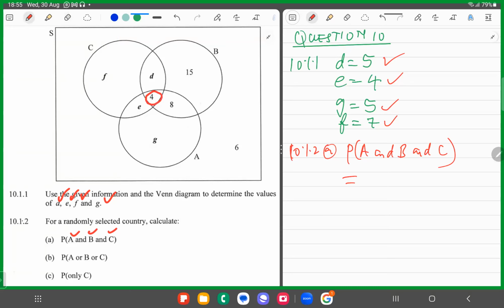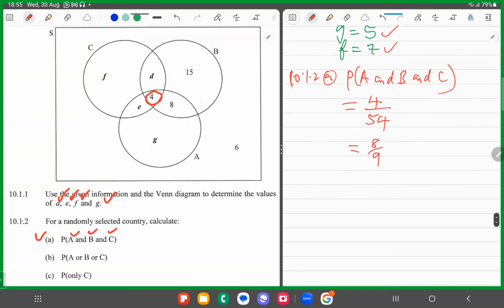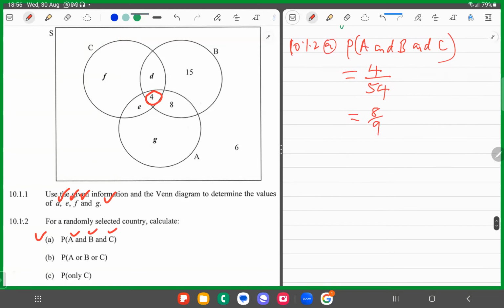So which means the probability of A and B and C, the teacher did not ask you, but it will be 4 over the total of the 54 countries. And we can divide this one and simplify this to 8 out of 9. Okay, so it's 8 out of 9 in the first one. So we have 10.1.2b.